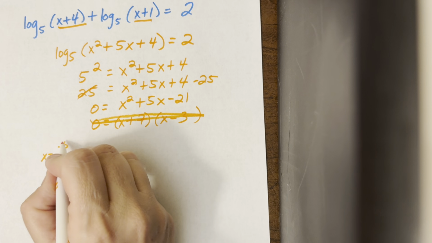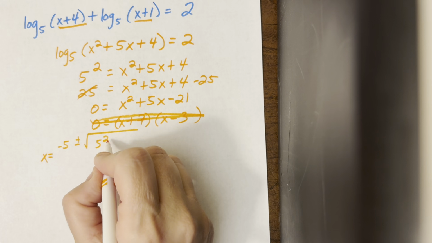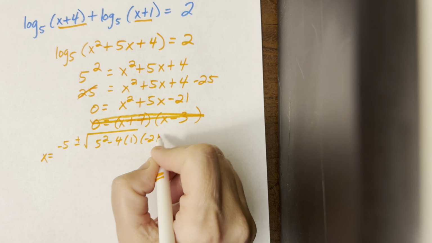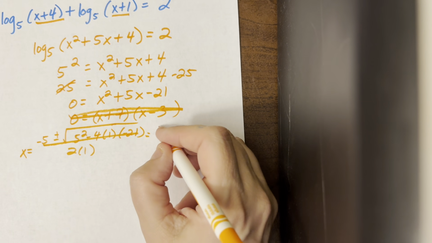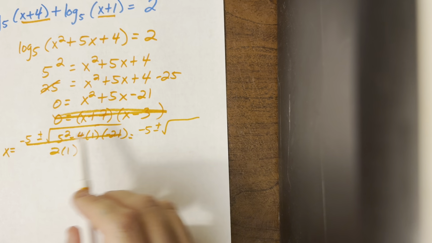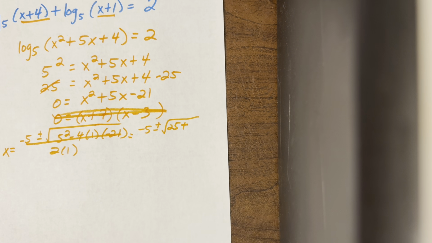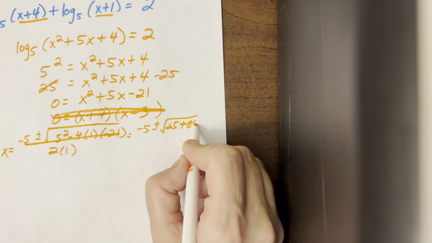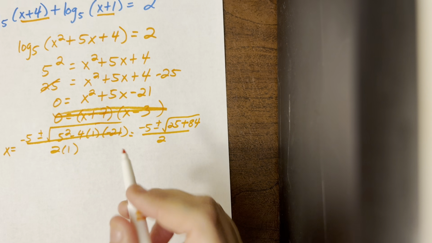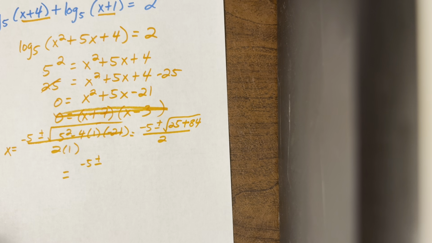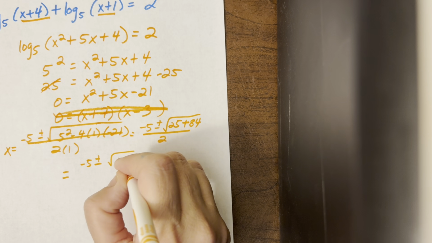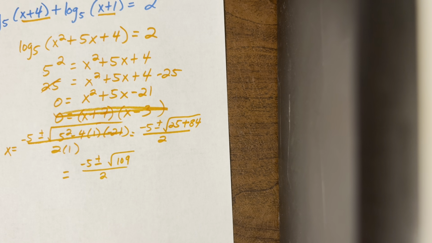x equals negative b plus or minus the square root of b squared minus 4 times a times c, all over 2a. Quadratic formula. How fun. Negative 5 plus or minus, let's see, 25 plus, what's 4 times 21? 84, over 2. Oh my goodness. Negative 5 plus or minus 84 plus 25 is 109, over 2. Is 109 prime, I wonder? I think it might be.